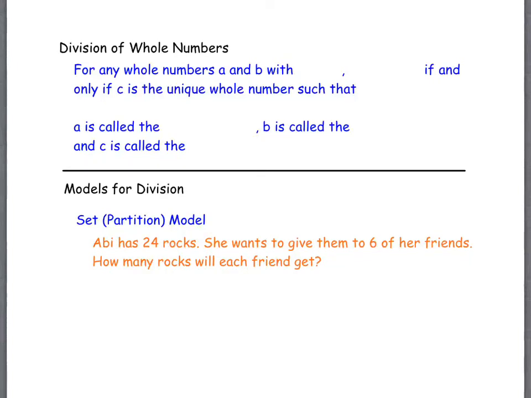All right, section 3.3, and this is sort of part B, if you will. We're going to take a look at division of whole numbers today. The first thing we're going to start with, just like we did with multiplication, is a definition of what it means. So division of whole numbers is if we have any whole numbers A and B, we have some conditions. One of the conditions is that B cannot be 0.